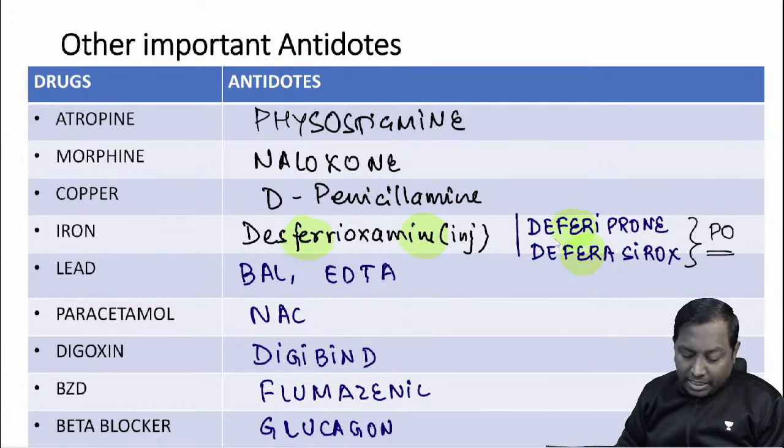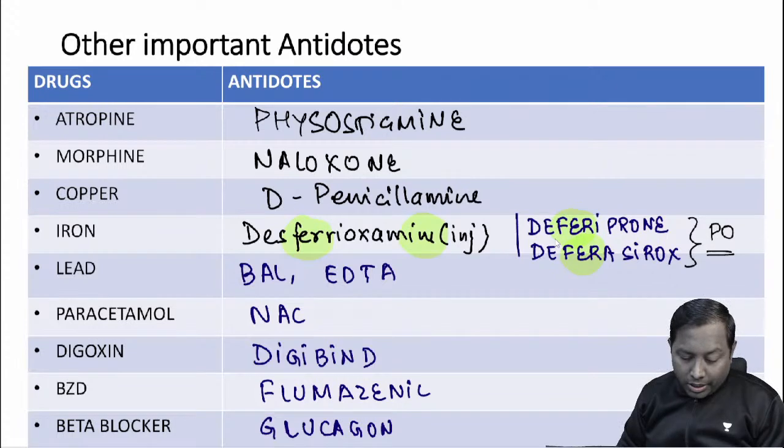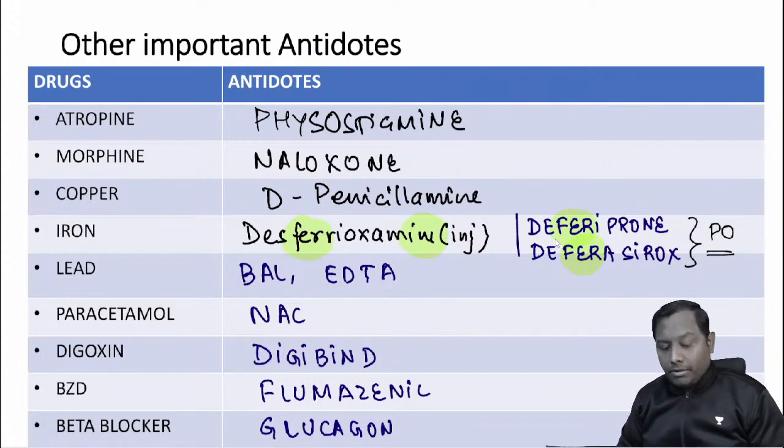In acute cases, we will be using the injectable one, desferrioxamine, right? If someone is having recurrent blood transfusions, in that case scenario we can use the oral ones, deferiprone or deferasirox. Dr. Ankit, in an acute condition the injectable one is the preferred agent. I hope all of you are okay here.